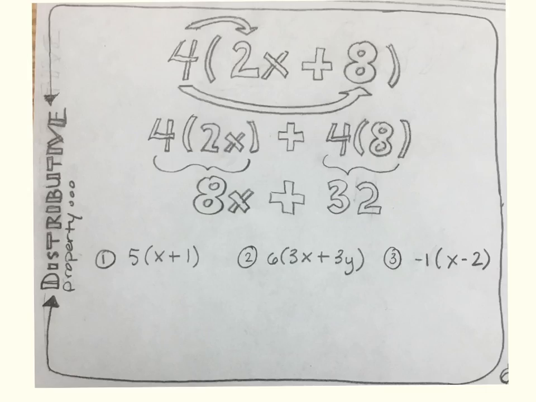Here is a reminder on how to do the distributive property. Notice the factor 4 is getting distributed to each term on the inside of the parentheses. So we are taking 4 times 2x and we're adding that to 4 times 8. That's how we get 8x plus 32.